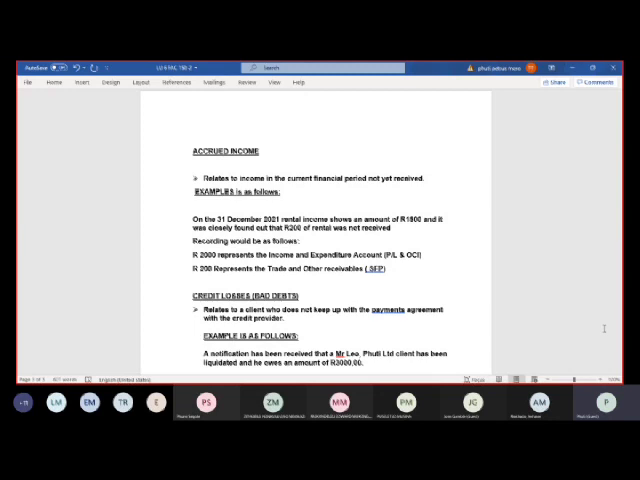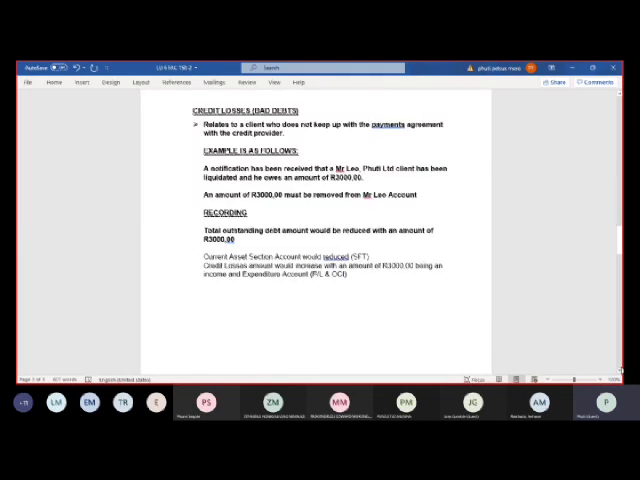Okay, so let's look at the recording. We said the 2,000 rand represents the income, because we have received that. We expect, even though we have only partially received it, that it will be in our books. The 200 rand would represent the trade and other receivables. You still haven't paid us on time. As we know, trade and other receivables used to be called debtors. So it will go under your current assets in your statement of financial position. Let's move on to our credit losses.